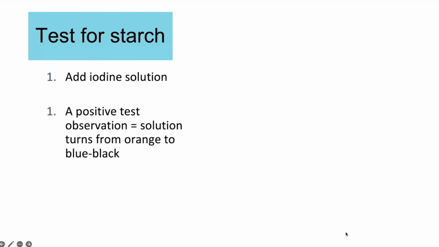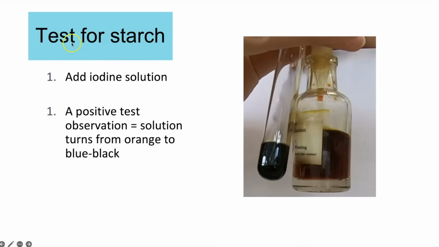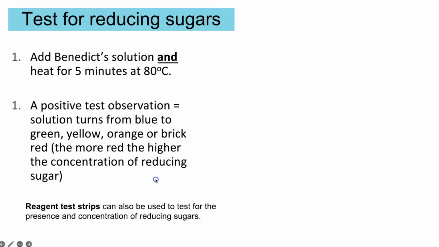So next then we're going to have a look at a range of the biochemical tests, starting with how you test for starch. So you'd add iodine solution, and you do have to state solution after all of these reagents. And a positive observation would be the solution turns from this orangey brown colour to blue-black.